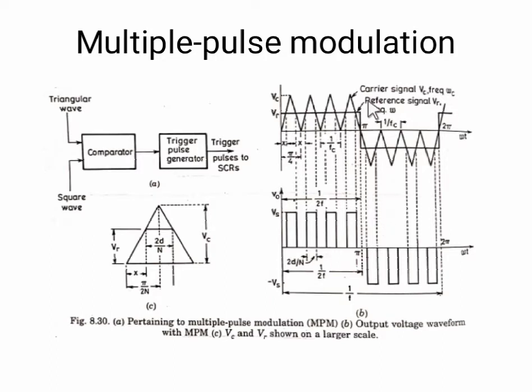If the carrier frequency is 4 times the reference frequency, we get 4 pulses per half cycle. If we need 10 pulses per half cycle, we have to set the carrier frequency of the triangular wave to 10 times the reference signal. So by comparing the triangular wave with the square wave, we get the multiple pulse modulation. But here we see that the widths of all the pulses remain the same. This pulse width is the same, this is the same, and this is the same.